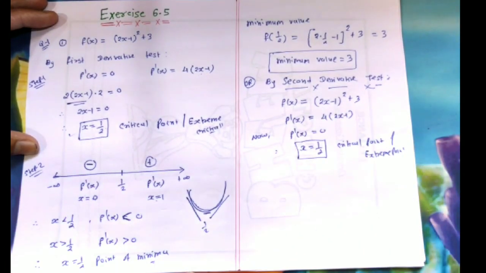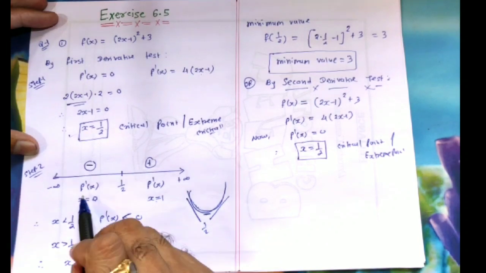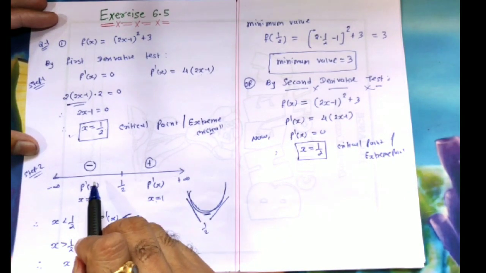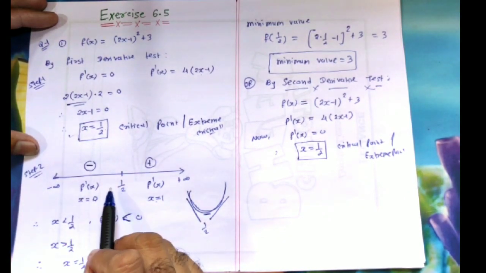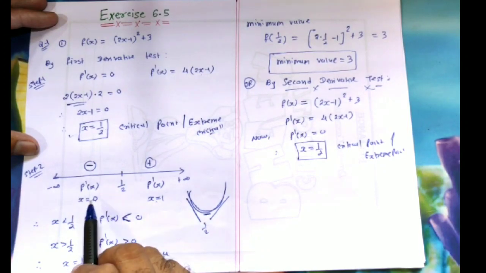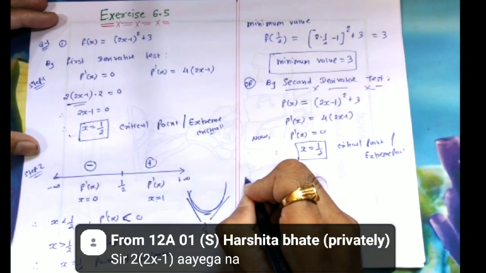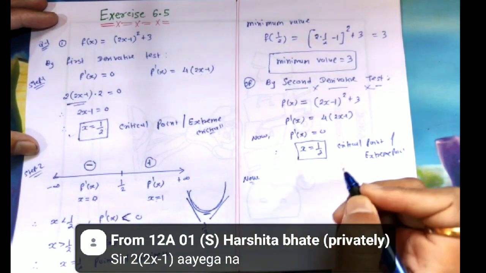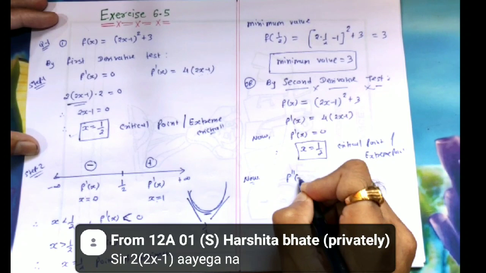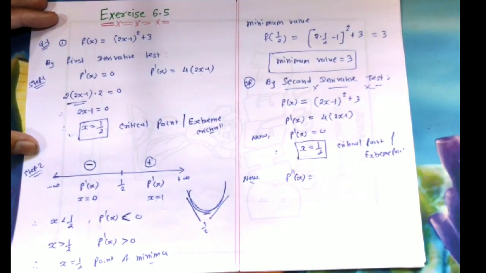यहाँ तक common. Now for first order derivative test, we are using number line and checking the sign of f dash x around the critical point. Now for the second derivative test, what you have to do? You have to find the second order derivative of given function. Second order derivative of given function.